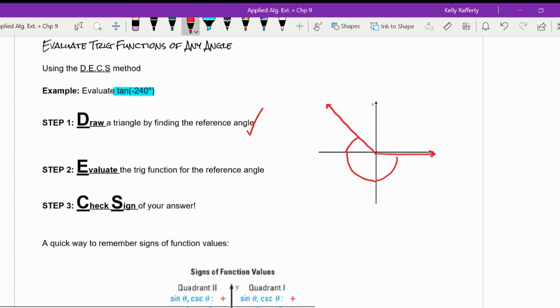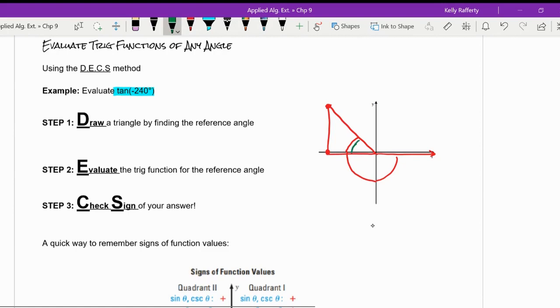Draw my triangle, and we're going to see how we make this a triangle. And actually, I shouldn't put my check mark yet. We need to find the reference angle. So this is how we're going to create our triangle. Once we've drawn our angle, we're going to drop down to the x-axis. We're always going to the x-axis. We don't want to go to the y. We're going to the x-axis. That will create a triangle for us.